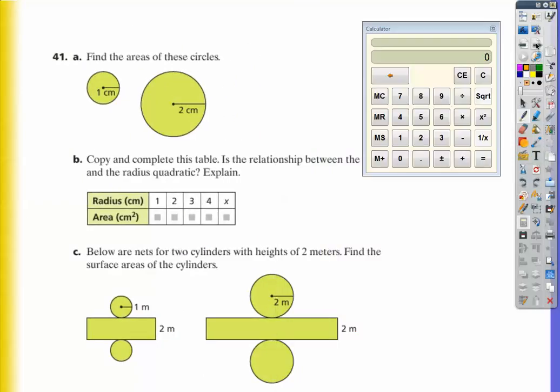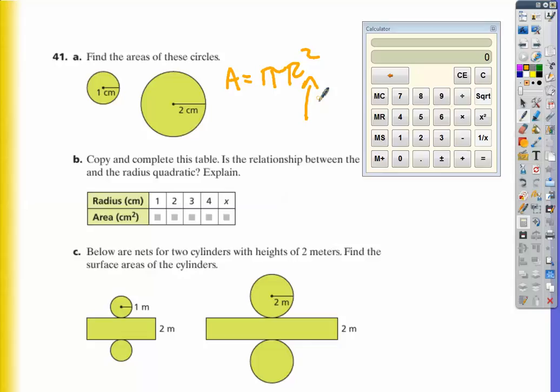Find the areas of these circles. Oh my goodness, I'm not going to go through and do this, but we know that area is equal to pi r squared, so we just plug it in. All right, copy and complete this table. Is the relationship between the radius quadratic? Well, here's the thing. Quadratic means it's taken to the second power. So it's going to be quadratic, and we know that, right? But they want us to just plug in the table, right?